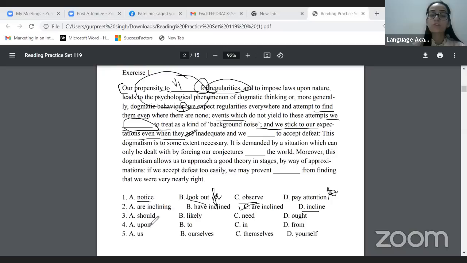If we look at the options, we don't use "should" and "to" together. We say we should accept defeat. We don't say we should to accept defeat. For "likely to," we need a helping verb before "likely."